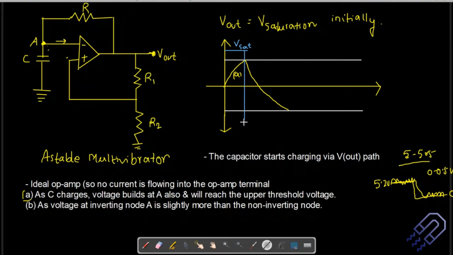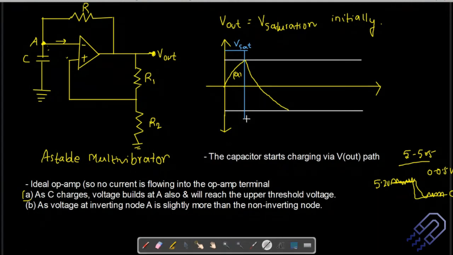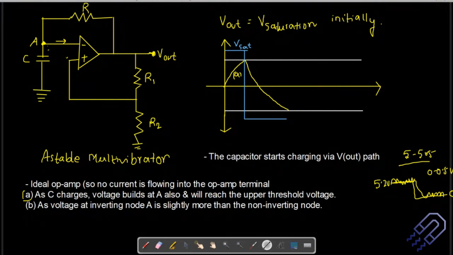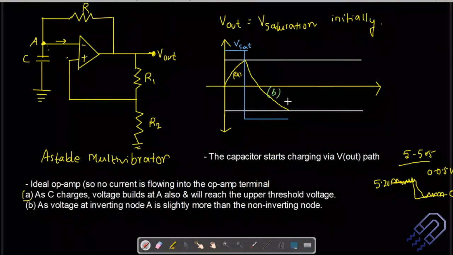So it's not that the negative saturation value is going to be exactly at the point where the capacitor starts discharging. So this is minus V sat. Let's say it's up to this particular point. This particular range is what we are talking about in terms of B. So this is B, discharging. And when does this happen? The voltage at the inverting node A, you have to remember this, is slightly more than the non-inverting node.